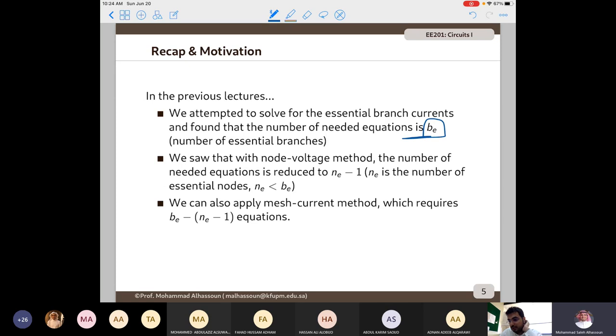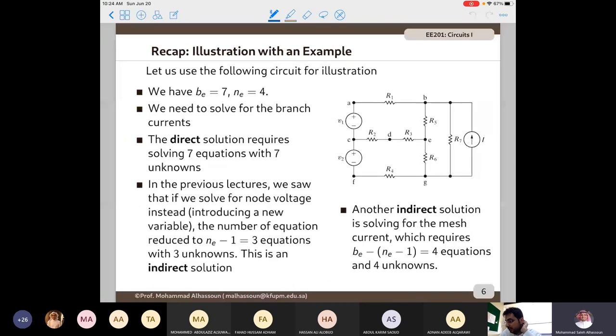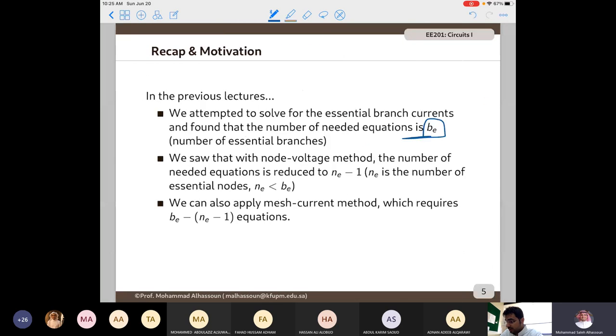If you recall, in the previous two lectures we defined essential nodes and essential branches. An essential node is a node that connects three or more circuit elements, and essential branches are branches that connect two essential nodes without passing through an essential node. So if we want to directly solve for the essential branch currents, we need to solve BE number of equations. BE here stands for the number of essential branches.